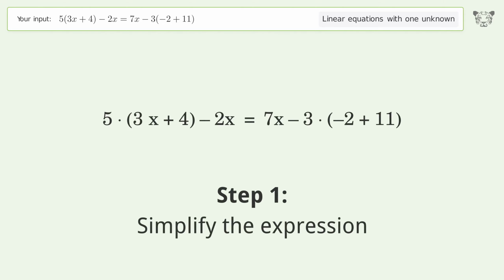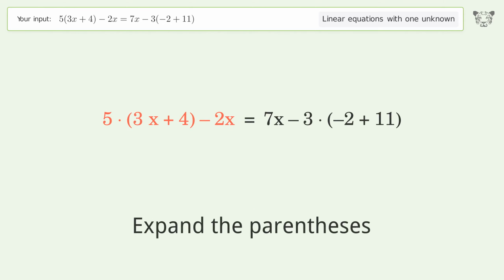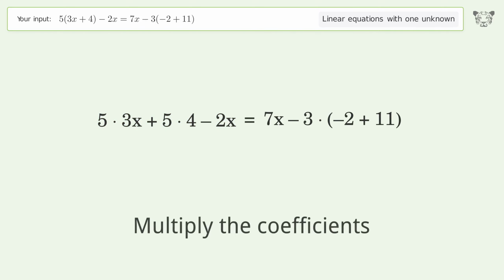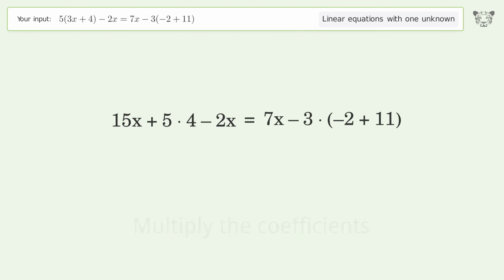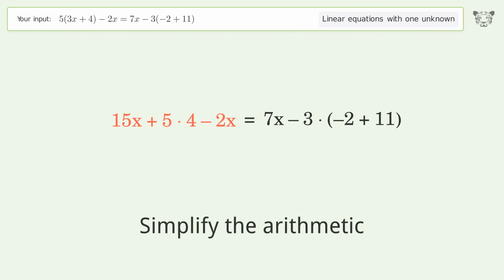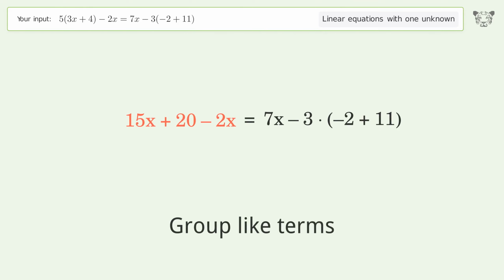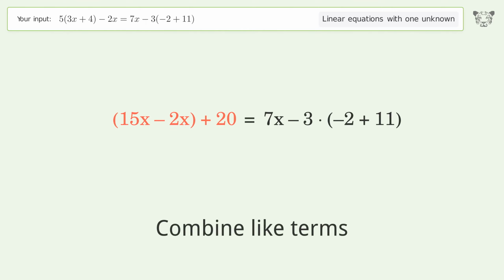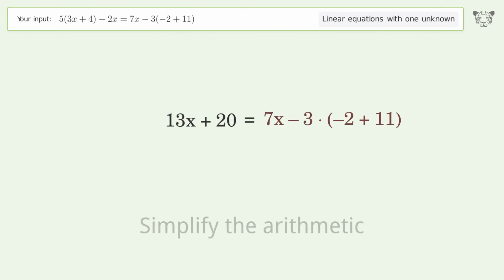Simplify the expression. Expand the parentheses. Multiply the coefficients. Simplify the arithmetic. Group like terms. Combine like terms. Simplify the arithmetic.